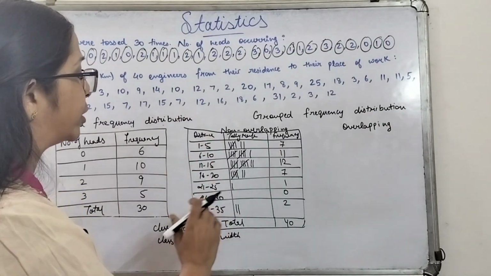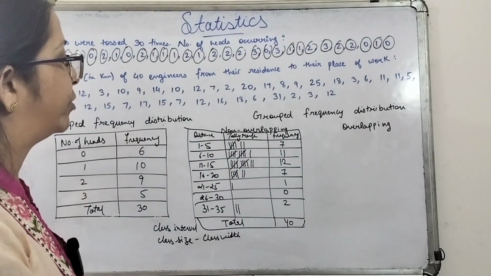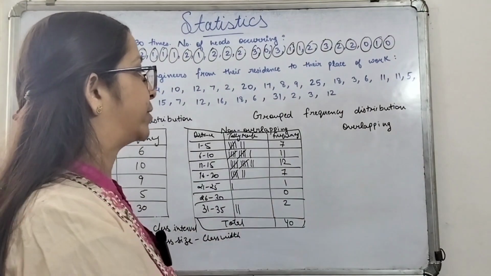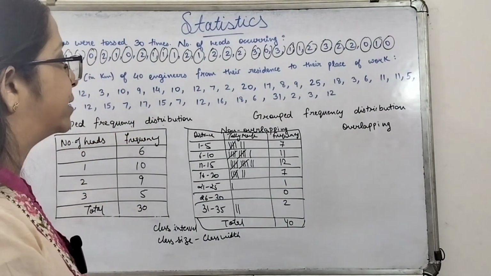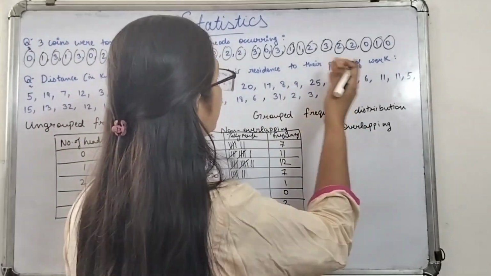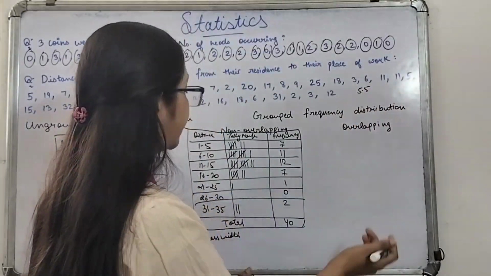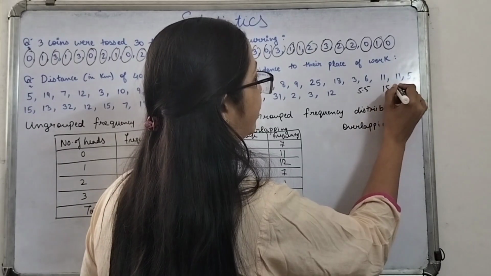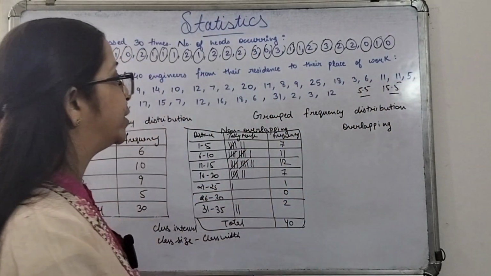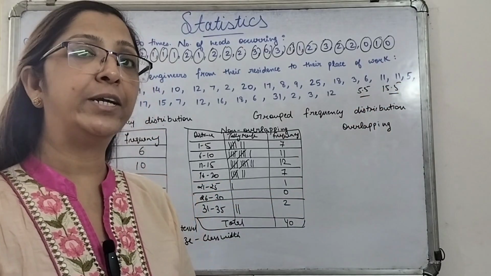Now, if we have to convert this into an overlapping type of class interval, what will we be doing and why is it even required? Suppose there is an engineer whose distance from their residence to workplace is 5.5 kilometers, or say the distance is 15.5 kilometers. So where are we going to keep these numbers, 5.5 kilometers and 15.5 kilometers?